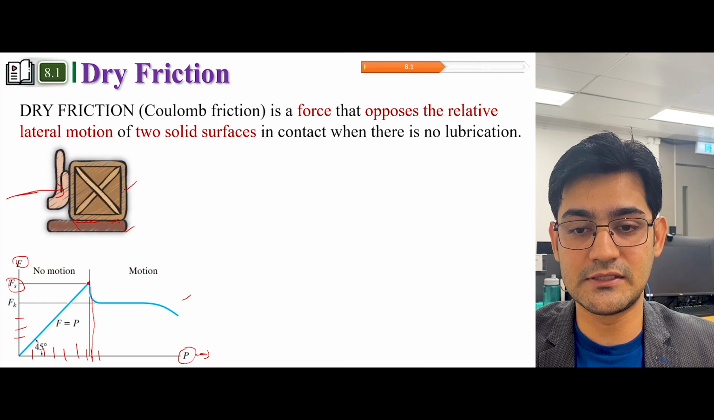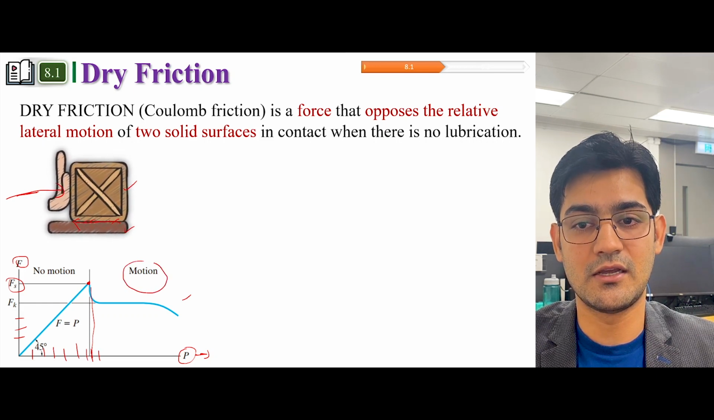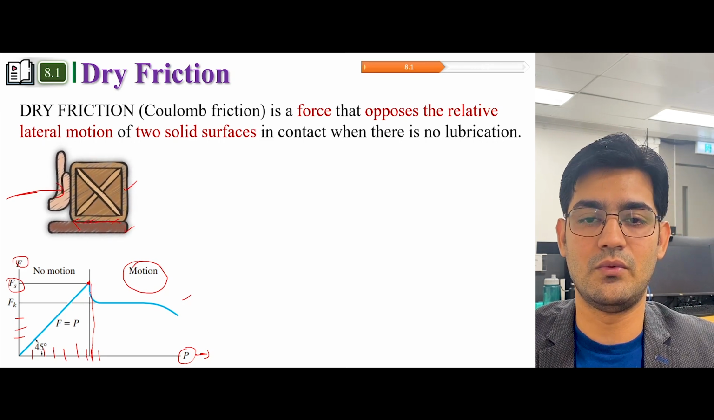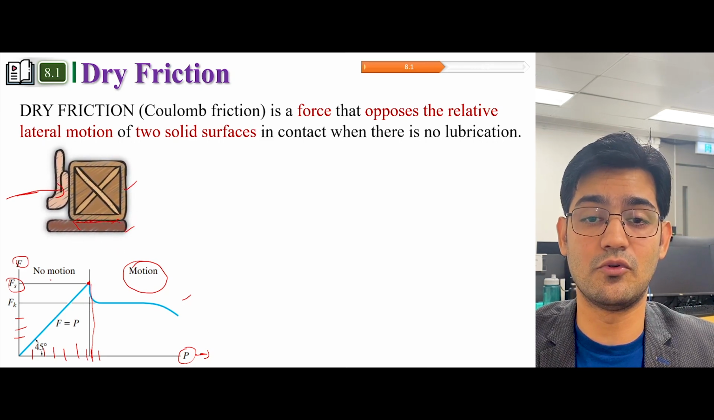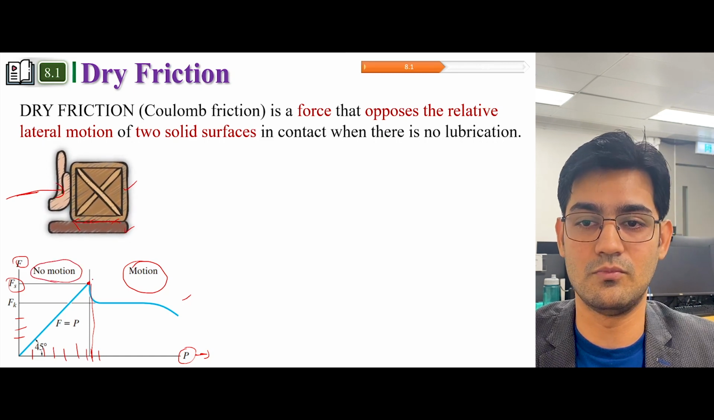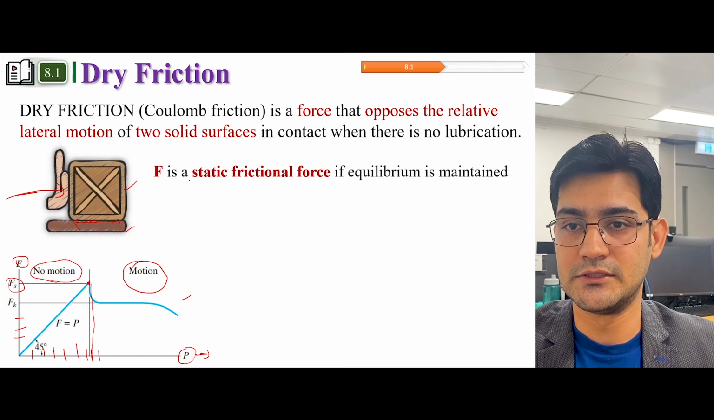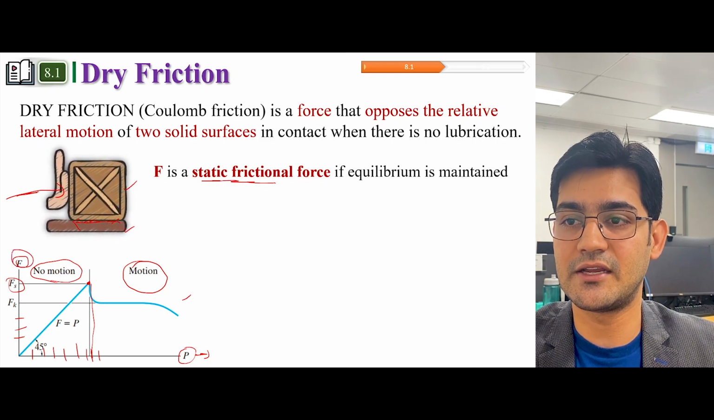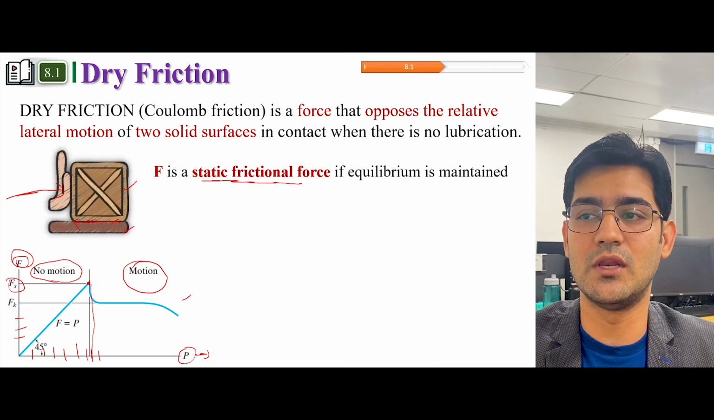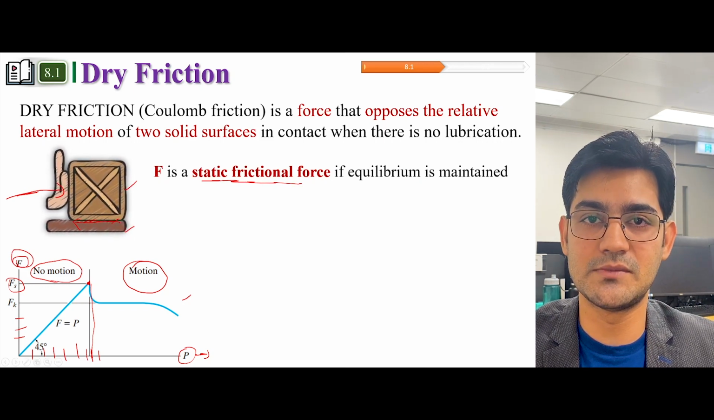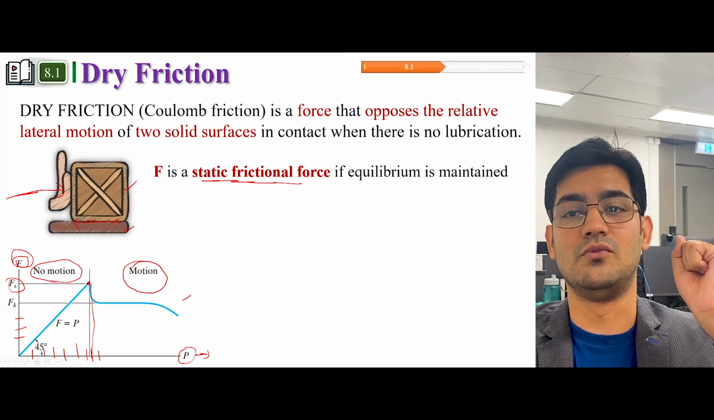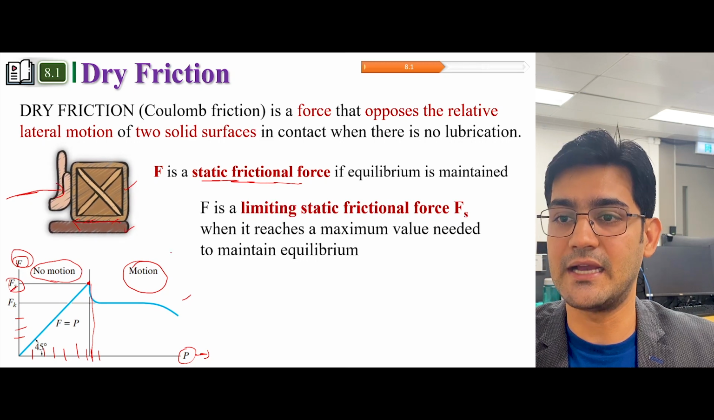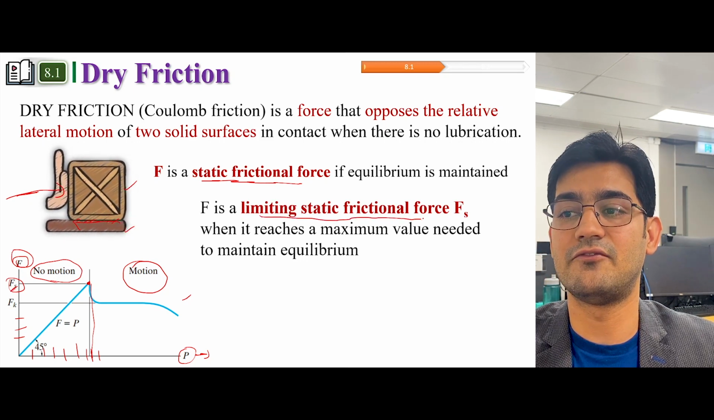So you have 2-3 components of this graph. After this load, this rigid body will be in motion, but before that load this rigid body can resist that load and there would be no motion. Okay, so what is this F? This F is actually the static frictional force if equilibrium is maintained, when action forces are equal to reaction forces. Now, this Fs is actually the limiting static frictional force.